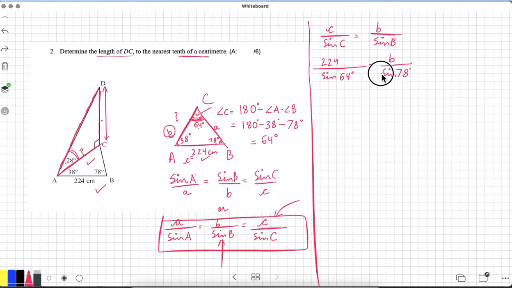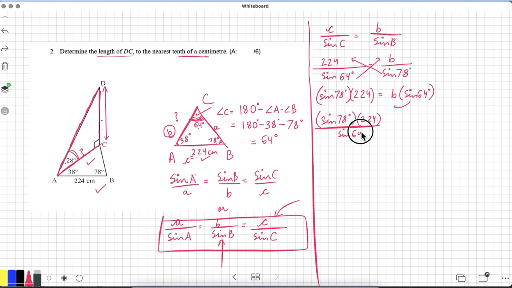We can just do the cross multiplication. So sine 78 degrees multiplied by 224, then sine 64 multiplied by b. Now remember, this one is multiplying; if I move it over, it's going to be dividing. So sine 78 degrees multiplied by 224, this whole thing is divided by sine 64 degrees. And here we just have b left.